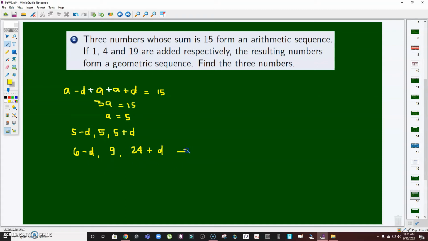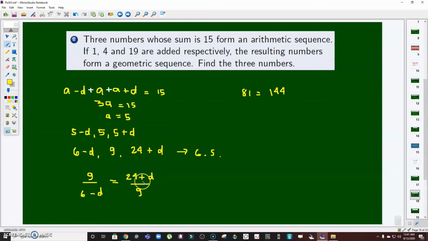Now, this one here will form a geometric sequence, right? Okay. So meaning to say, since it's a geometric sequence, we have this relation. The second term over the first term, which is 6 minus d, is just the same as the third term, 24 plus d, over the second term. Okay. Or manipulating it, I'm going to have 81 equals 24 times 6, so that's 144.